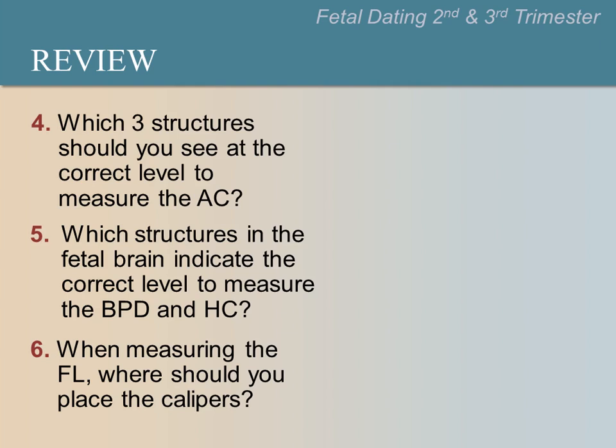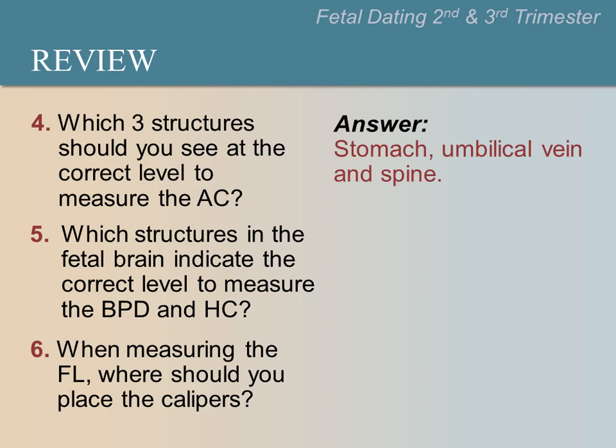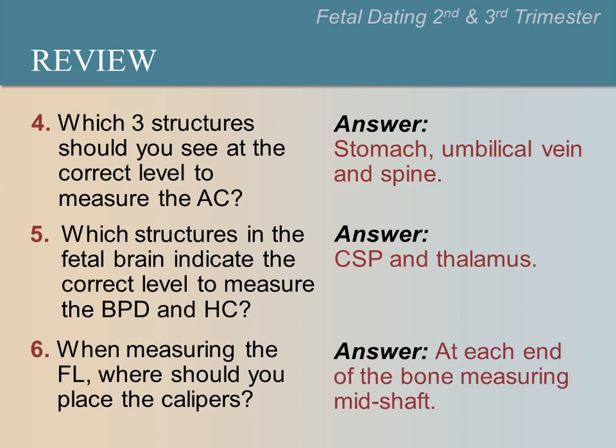Which 3 structures should you see at the correct level to measure the abdominal circumference? Stomach, umbilical vein, and spine. Which structures in the fetal brain indicate the correct level to measure the biparietal diameter and head circumference? The CSP and thalamus. When measuring the femur length, where should you place the calipers? At each end of the bone, measuring mid-shaft.